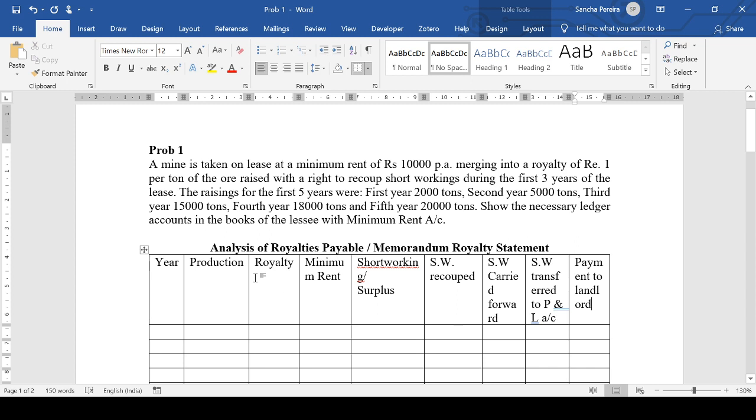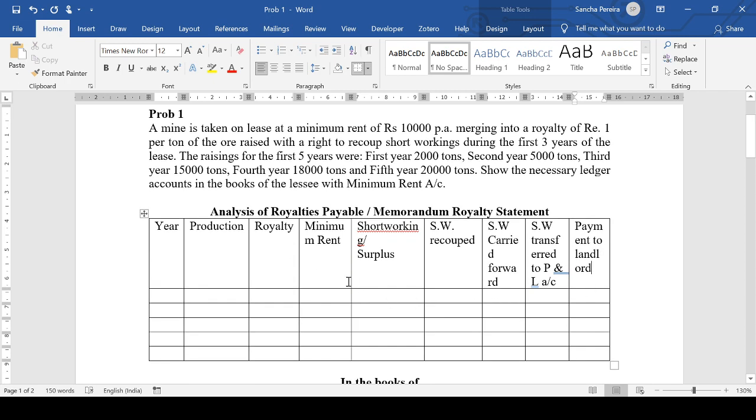Okay, so let's just go through these columns again. First will always be the year. Then you'll have production, or you can say output, whatever is given. Next is royalty that is calculated on this production. Then you have the minimum rent, which will be given in the problem. Short working or surplus, which will be the difference between these two. Any short working if you can recoup, short working carried forward, short working transferred to P&L, payment to landlord. Is this clear?